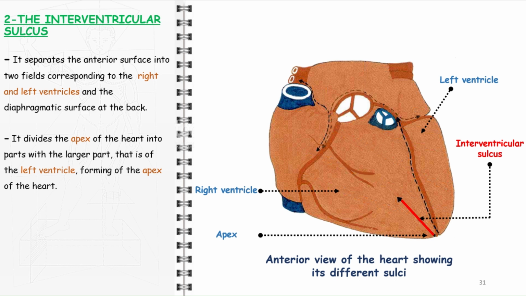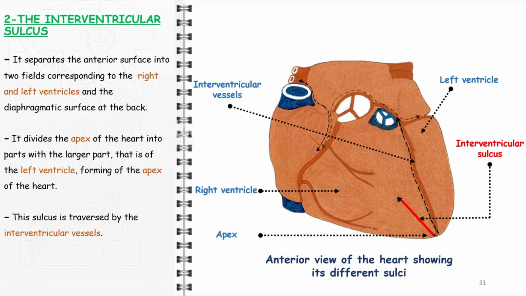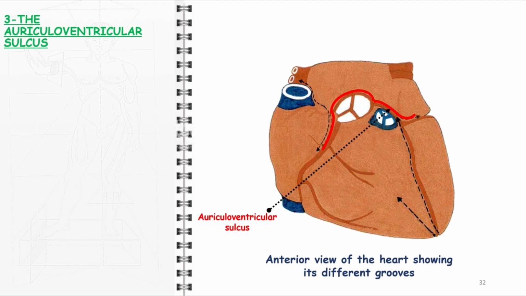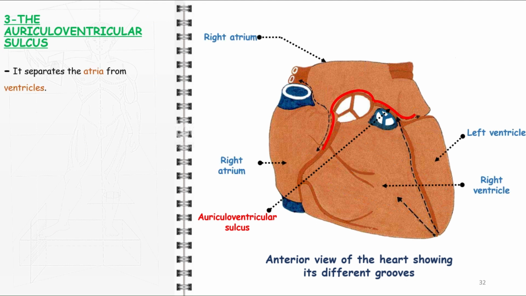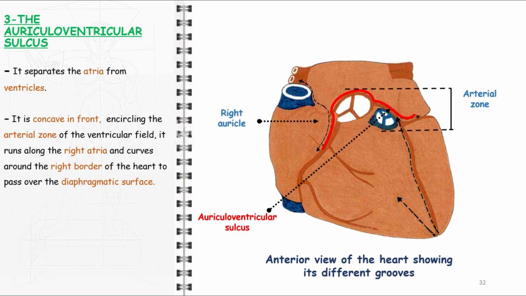This sulcus is traversed by the interventricular vessels. The auriculoventricular sulcus separates the atria from ventricles. It is concave in front, encircling the arterial zone of the ventricular field. It runs along the right atria and curves around the right border of the heart to pass over the diaphragmatic surface. On this surface it connects with the posterior interauricular and interventricular sulci.